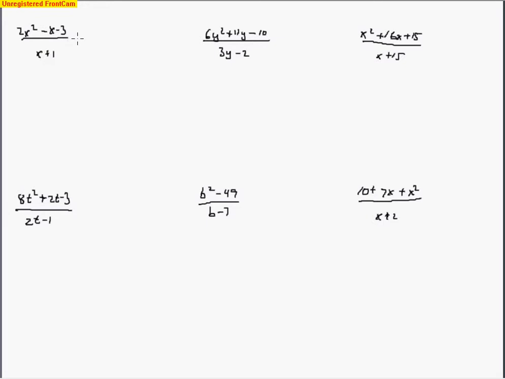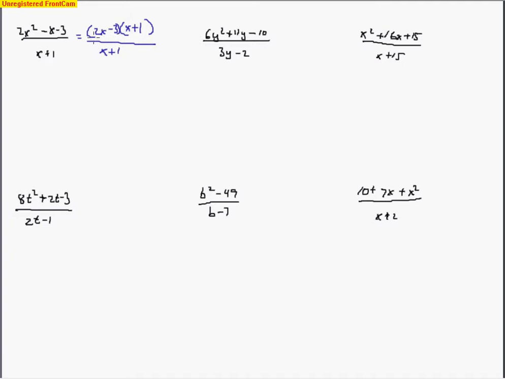So first thing I would do is check to see if you can just factor this. And so I see that if I factored it, I would end up with a 2x minus 3 and an x plus 1. So what I'm basically doing is I'm checking to see if I can just factor the numerator and see if I can cancel out these terms.